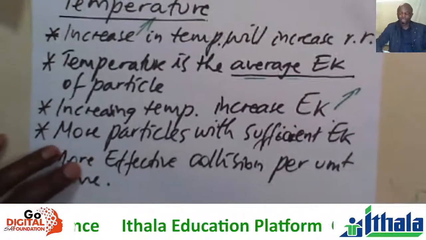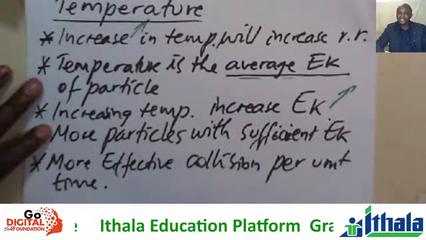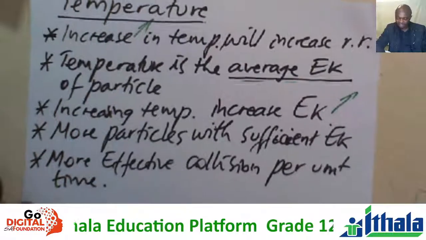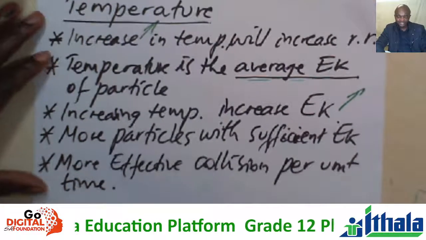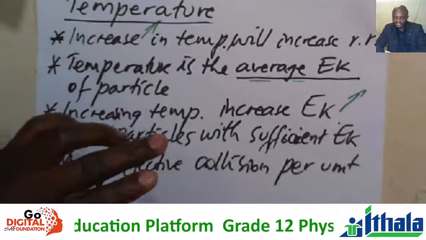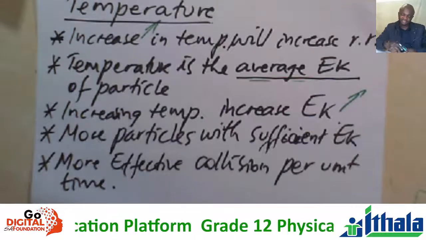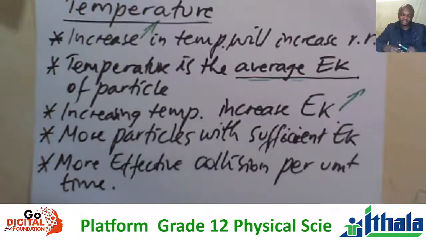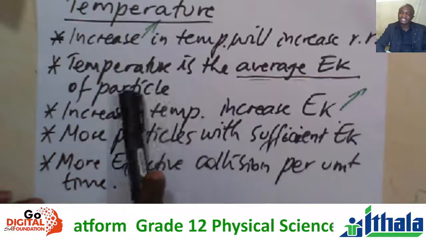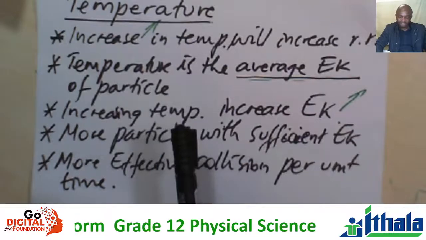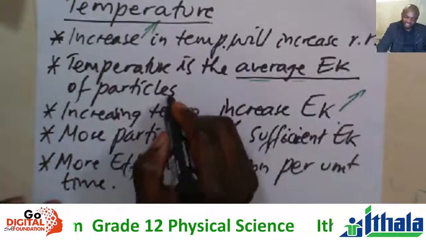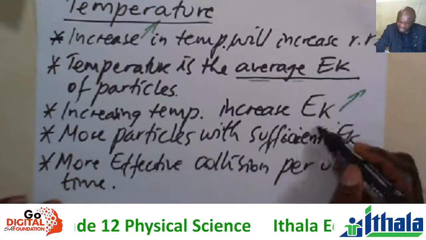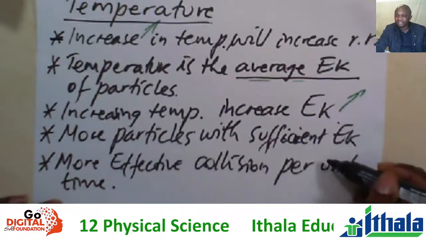And you must always say, when asked, to explain how the temperature will increase the rate of reaction. Right? So for temperature, the first point is that an increase in temperature will increase the reaction rate. The second one, I try to explain what temperature actually is. So I see that temperature is the average kinetic energy of the particles. So if I increase the temperature, what have I done? I increase the kinetic energy of the particles.